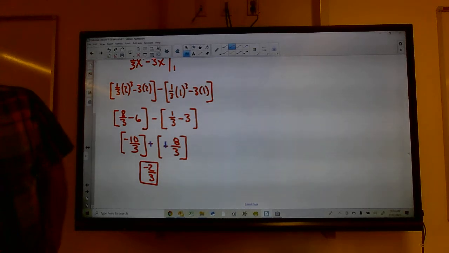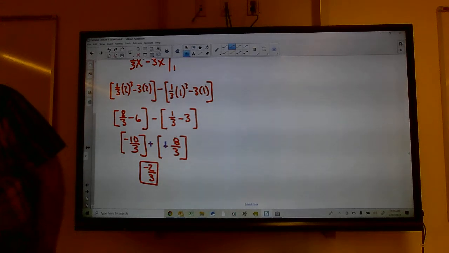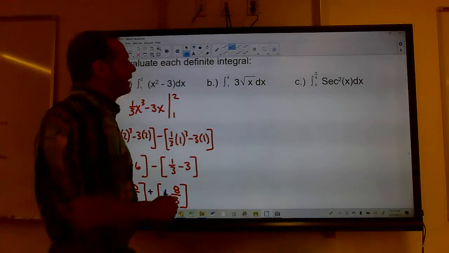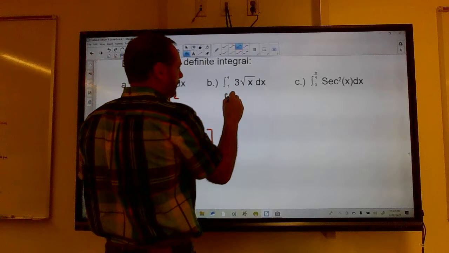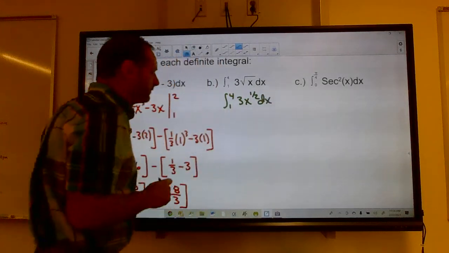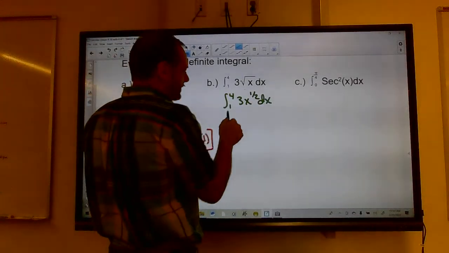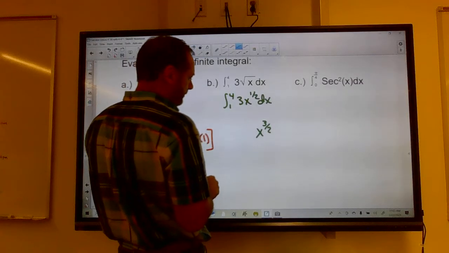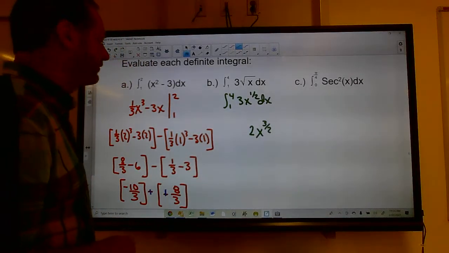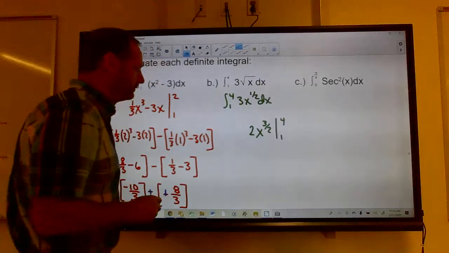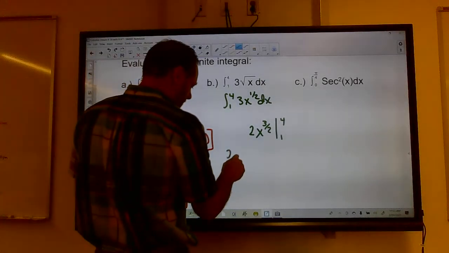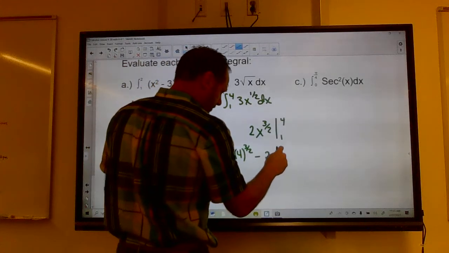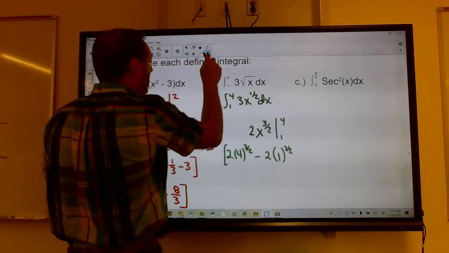Okay, next up. The next equation here, the integral from 1 to 4 of 3 times the square root of x. So I'm going to rewrite this as the integral from 1 to 4 of 3x to the 1/2 dx. Okay, so if I integrate this, I'm going to get 3/2 for the power, which means I'm going to need a 2 down here, because 3/2 times 2 is 3. I'm going to evaluate that from 1 to 4. So that's going to be 2 times 4 to the 3/2 minus 2 times 1 to the 3/2.